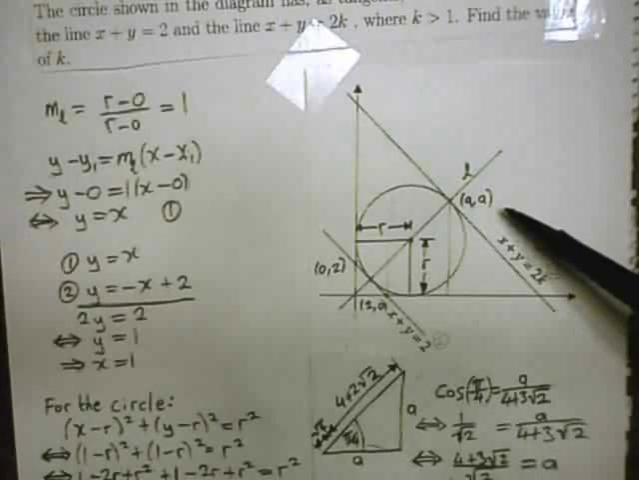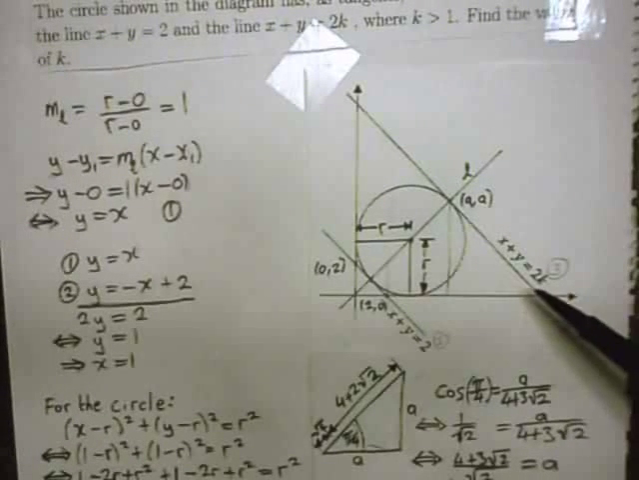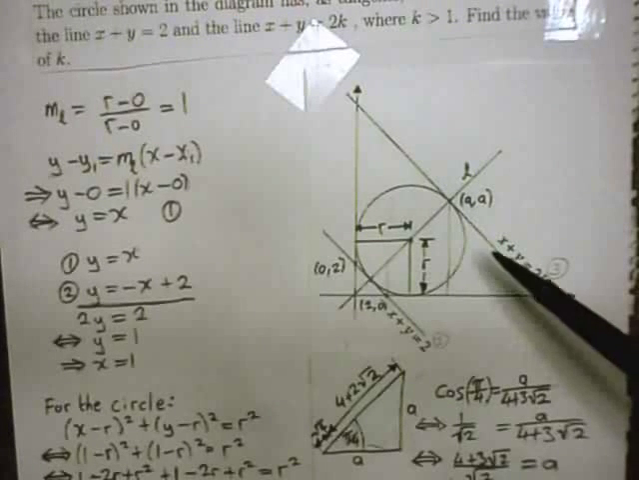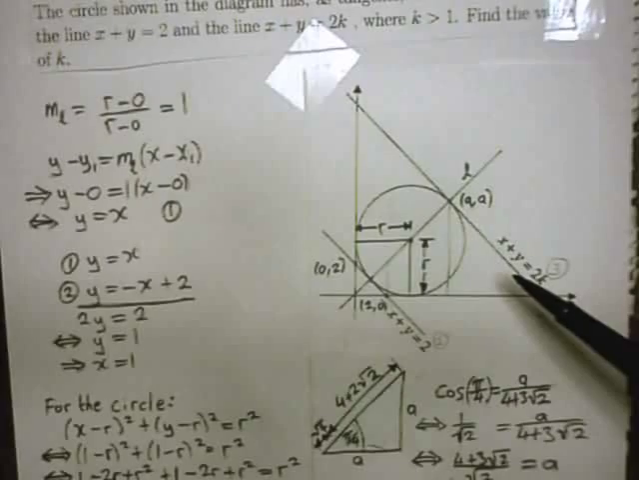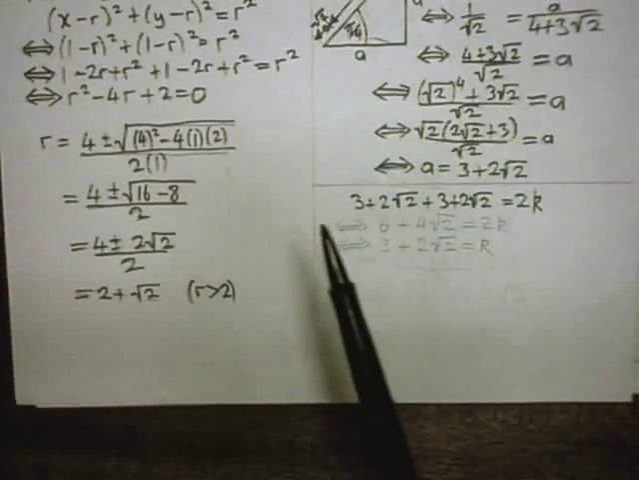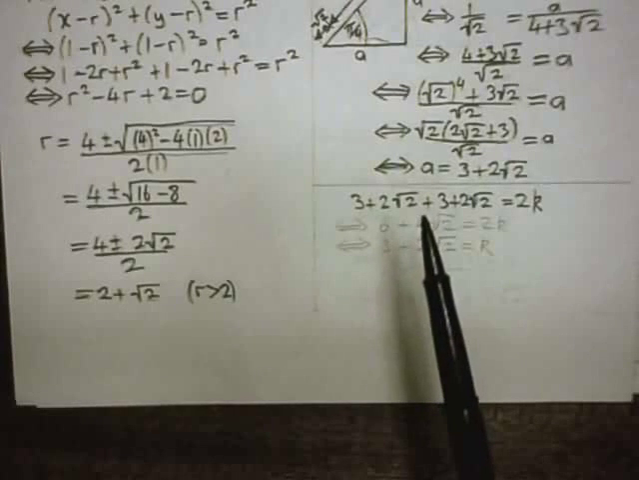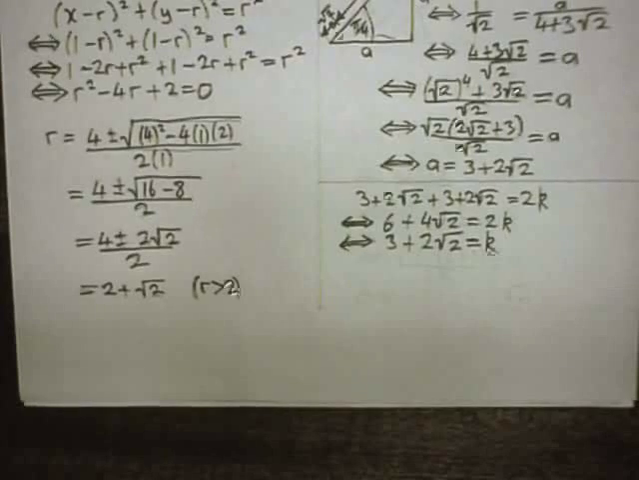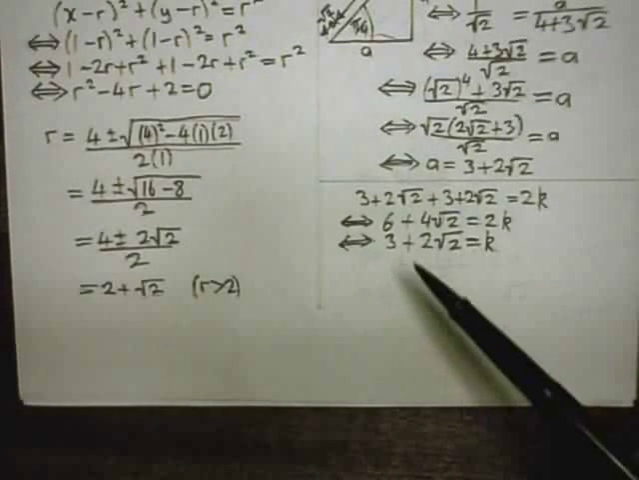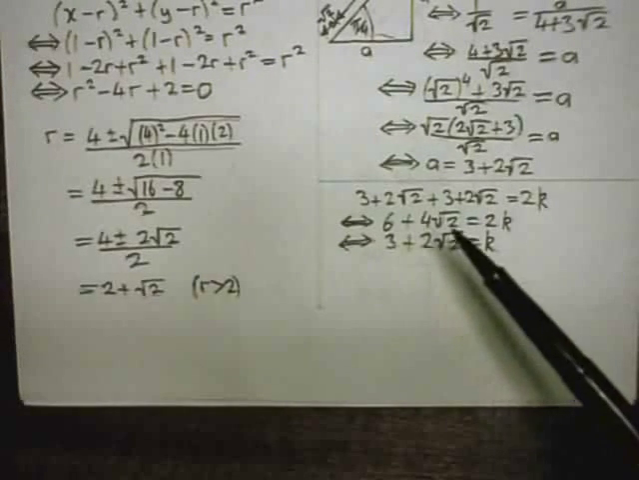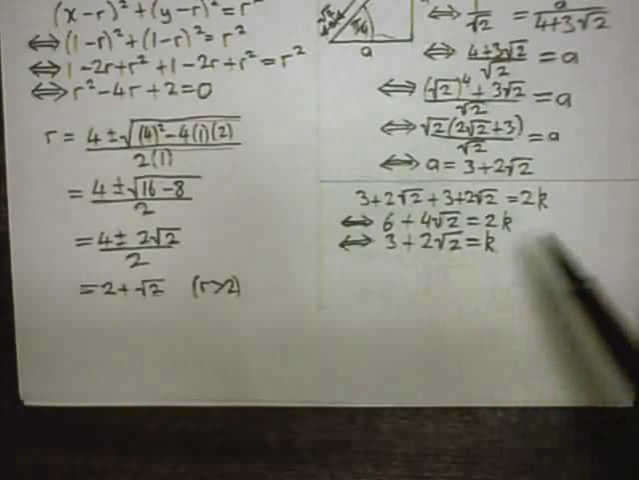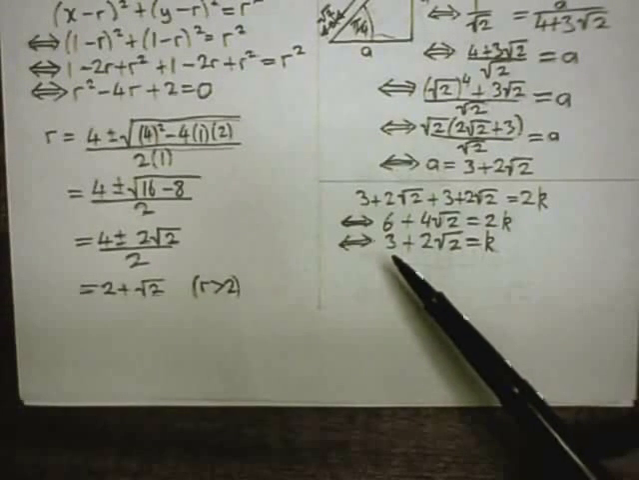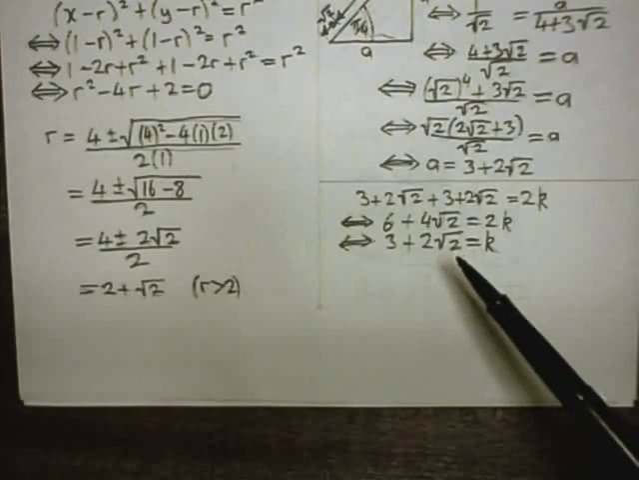Now I know that my point A, A here is actually on this line x plus y equals 2k. In other words, it's a valid solution. So I can replace x and y with A plus A is equal to 2k, which I do down here. So I get 3 plus 2 root 2 plus 3 plus 2 root 2 is equal to 2k. Just need to follow through on the basic maths then. Add these together, you get 6 plus 4 root 2 is equal to 2k. Divide everything by 2 and you get k is 3 plus twice root 2.